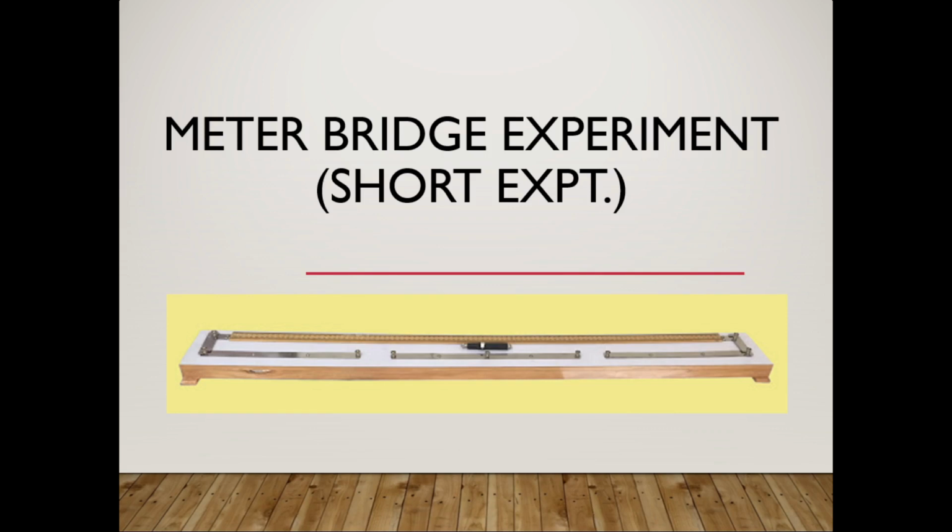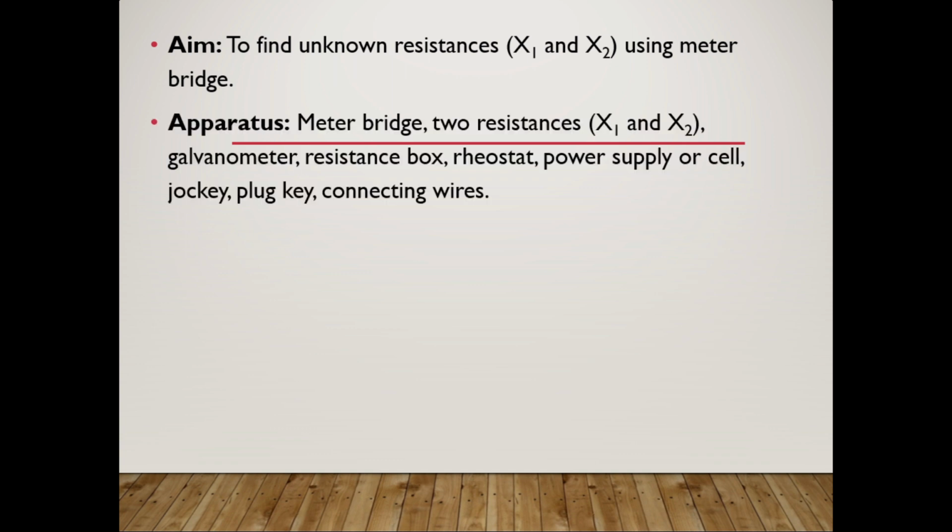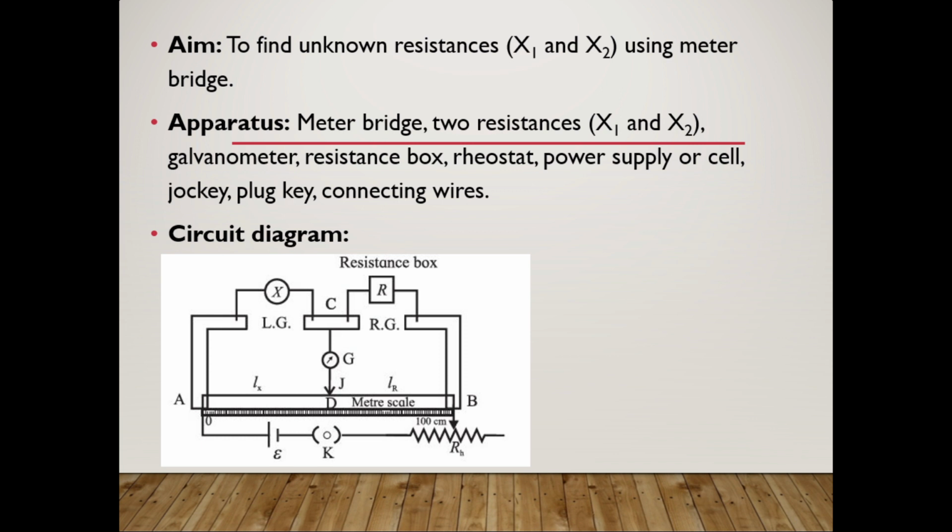Today's experiment is the meter bridge experiment. This is a short experiment. The aim of this experiment is to find unknown resistances X1 and X2 using a meter bridge. Apparatus: meter bridge, two resistances X1 and X2, galvanometer, resistance box, rheostat, power supply or cell, jockey, plug key and connecting wires. The circuit diagram is as shown in the figure.